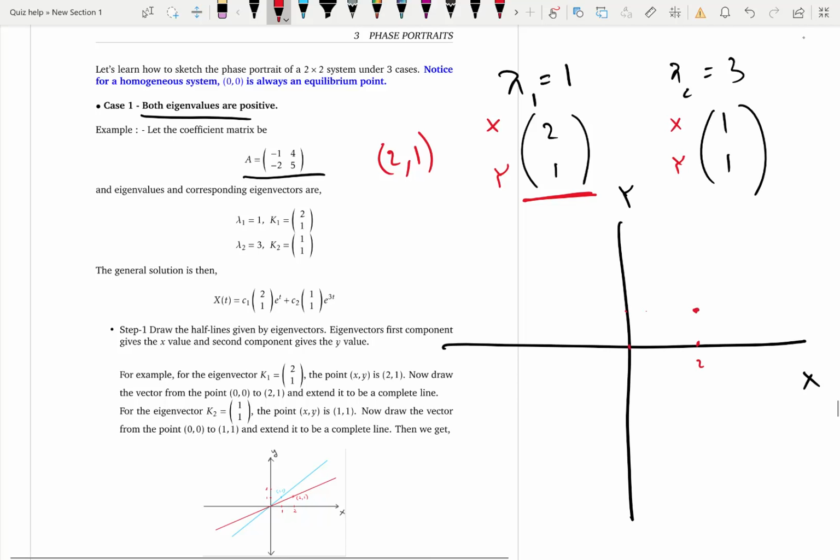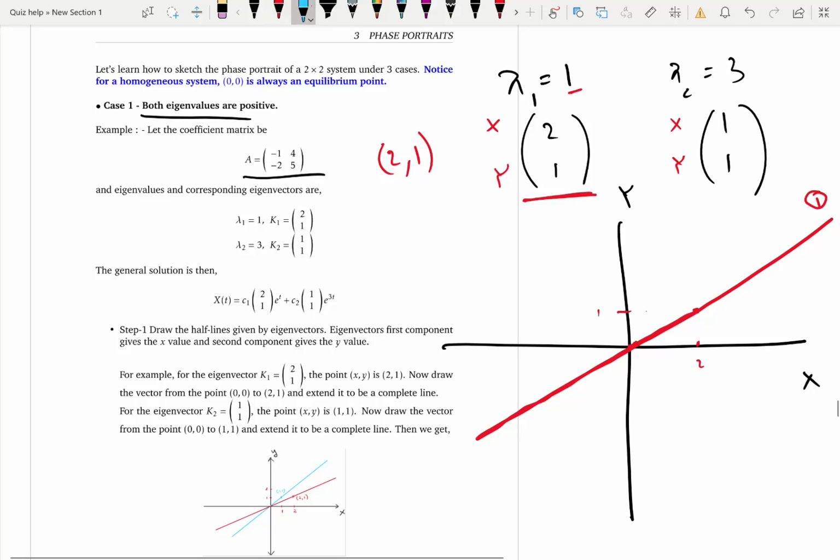Now draw the vector. The vector starts from 0. This is a position vector pointing towards (2, 1). Don't draw the direction yet, because we don't know the direction yet. Extend this line, and then we call it a half line. Good. Now let's have a side note. This red line is the eigenvector corresponding to the eigenvalue 1. Let's note that, because that's super important.